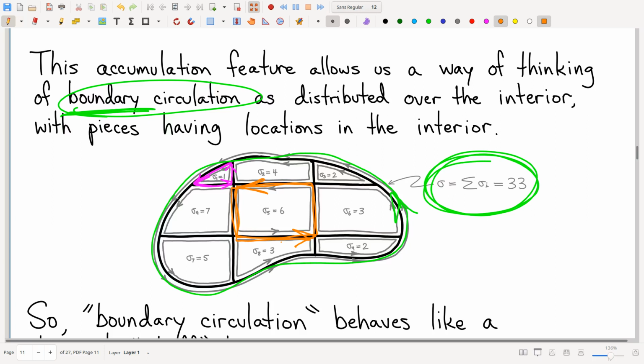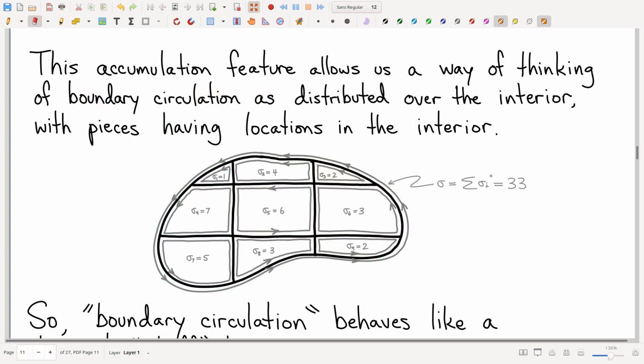I know that these 9 individual boundary circulations add up to 33. So, a reasonable point of view: where is this 33? Well, 6 of that 33 is inside of this box, right? And let's see here, 7 of that 33 is inside of this box. So I can think of that circulation as literally being distributed over the interior. Now, just to give you a different way to visualize it, that seems a lot less controversial.